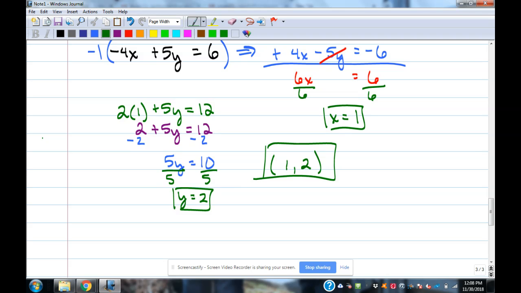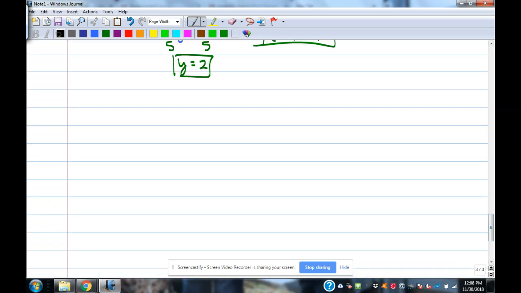So if you've got the same number in front of one of your letters, multiplying by negative 1 is a great strategy to get you opposites. It doesn't matter which equation you do that with. You pick whichever one you think's best. Sometimes the top one is better to multiply by a negative 1. Sometimes the bottom one is, but it's a choice.